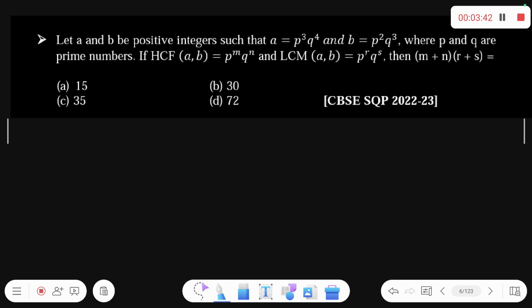Let a and b be the positive integers such that a is equal to p power 3 q power 4 and b is equal to p square q power 3, where p, q are the prime numbers. If HCF of a, b is p raised to power m, q raised to power n, then LCM of a, b is p raised to power r, q raised to power s. Then m plus n into r plus s is equal to. Again, pause your video.